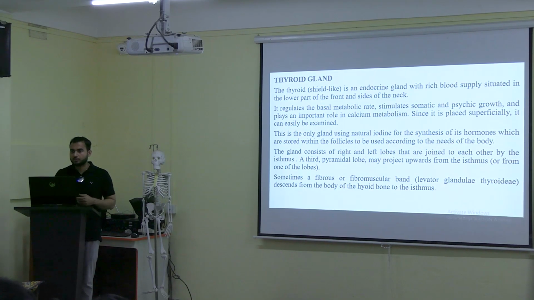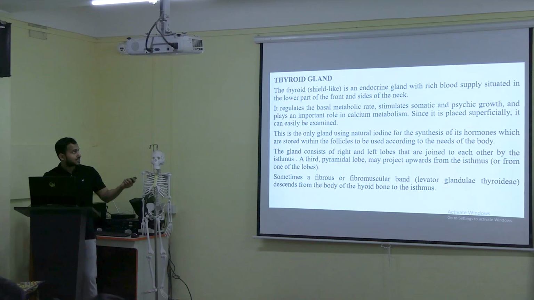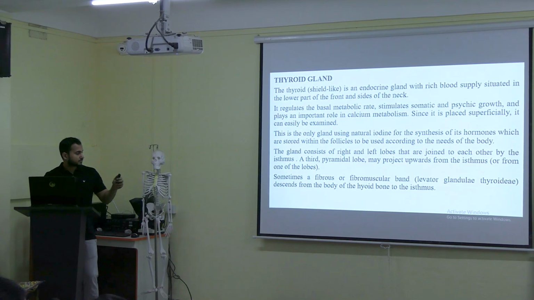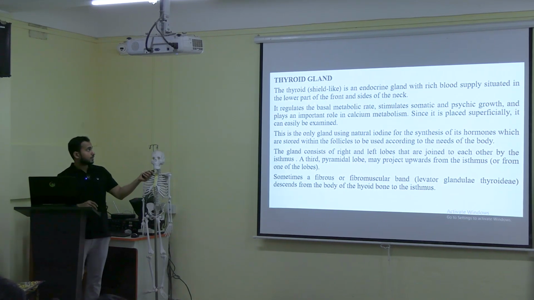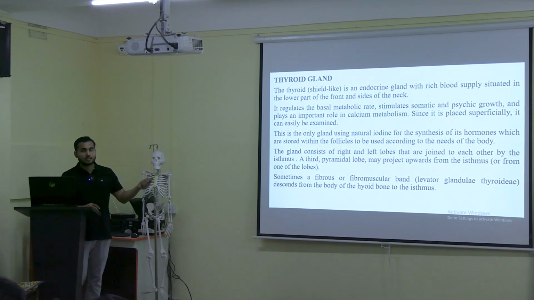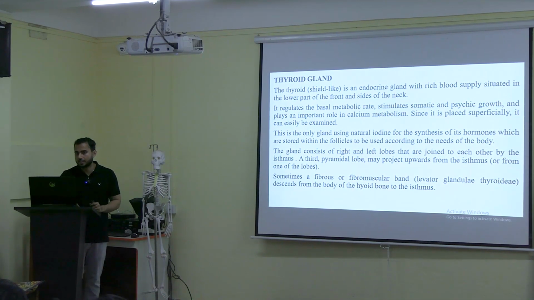and the parathyroid gland followed by the histology. So thyroid gland is a shield-like endocrine gland having rich blood supply. It is situated in the lower part of the neck, in front and at the side of the neck.